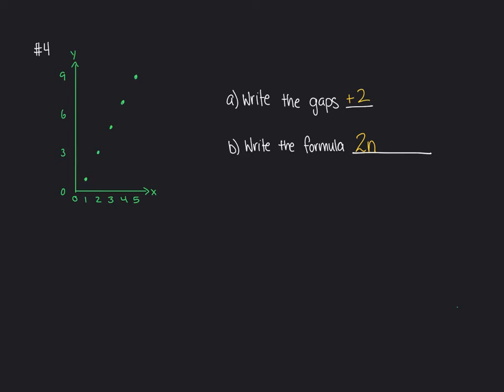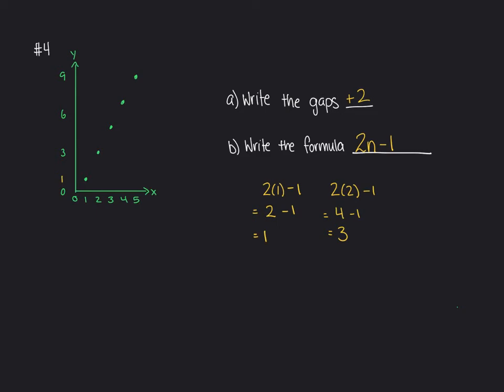So if we have 2n, that would mean that our first term would equal 2. But we actually need our first term to equal 1. So to get from 2 to 1, we subtract 1, and that gives us 1. So let's see if that works for the second term. If we say 2n minus 1, so if we go 2 times 2 minus 1, that equals 4 minus 1 equals 3. And if I look, when my x value is 2, my y value is 3. So this is my formula.